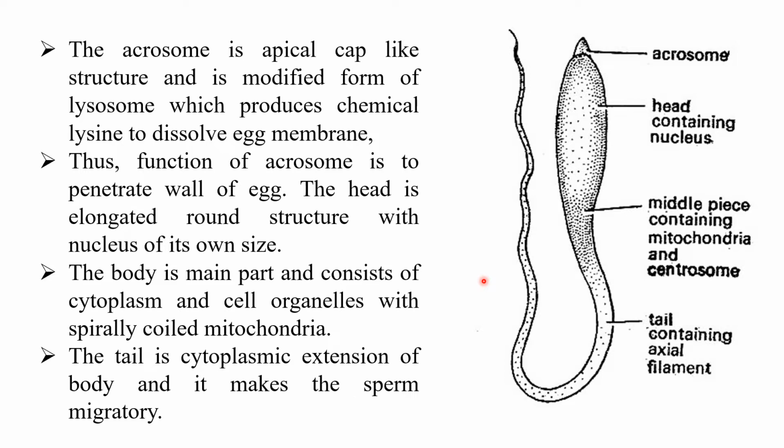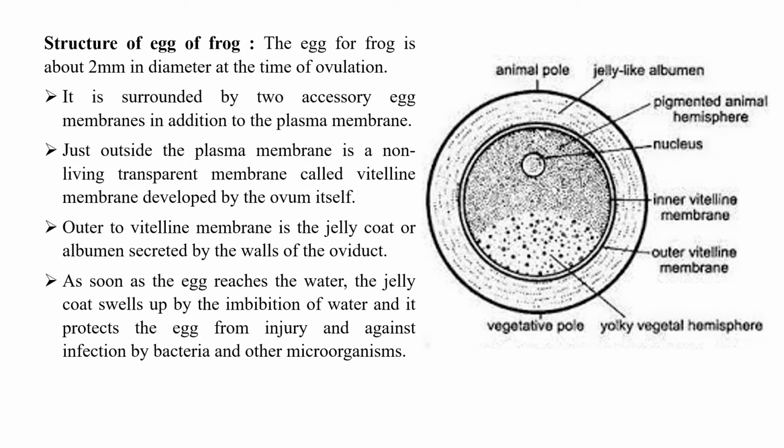The tail of the frog spermatozoa is the cytoplasmic extension of the body, and it makes the sperm motile or migratory. So all the locomotory force is generated by this flagellum, so that the sperm always produces a wriggling forward movement.